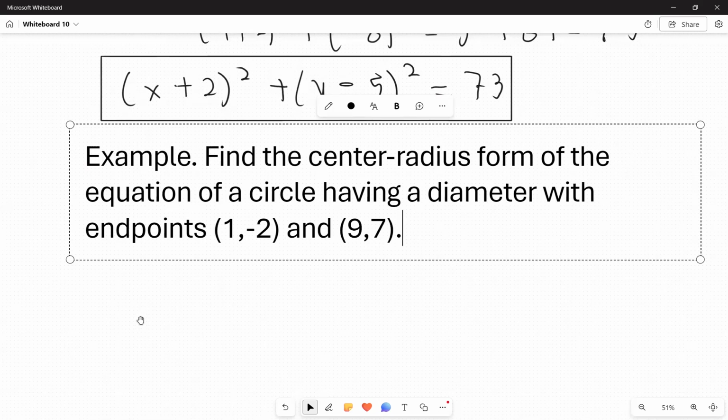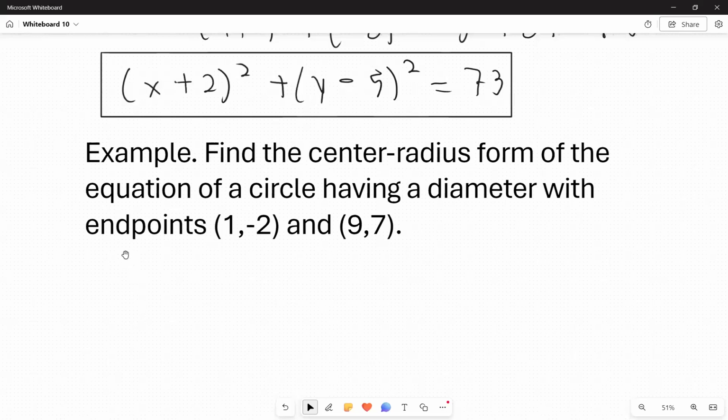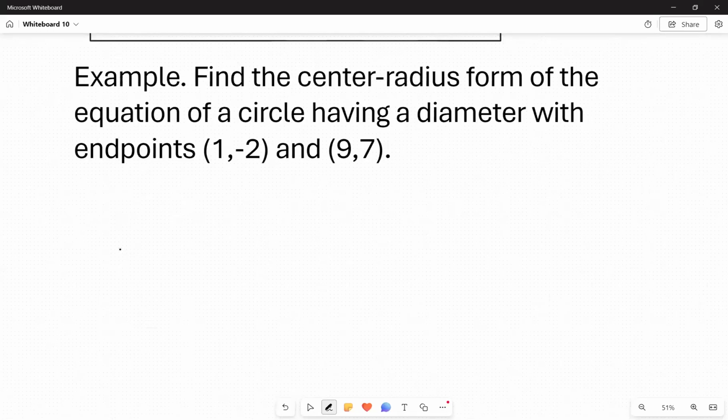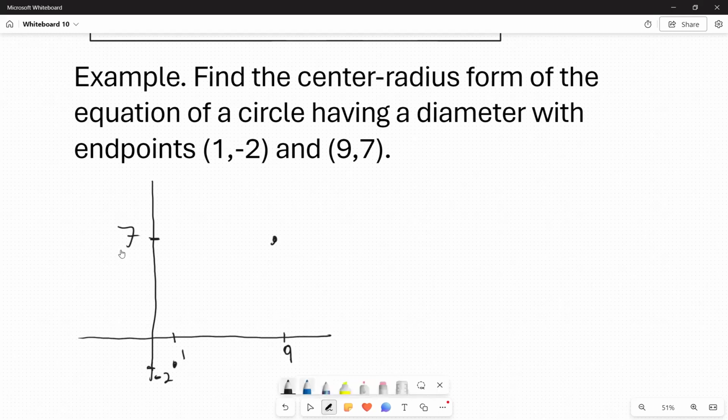So we don't have a lot of information. We just know 2 endpoints of a diameter. So sometimes it helps to draw a picture. So we got 1, -2. And then we have 9, 7. So these are the endpoints of a diameter. I don't know what the circle looks like. All I know is that these are the endpoints of a diameter. I don't have a lot of details.